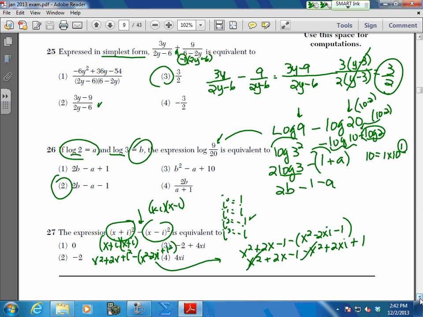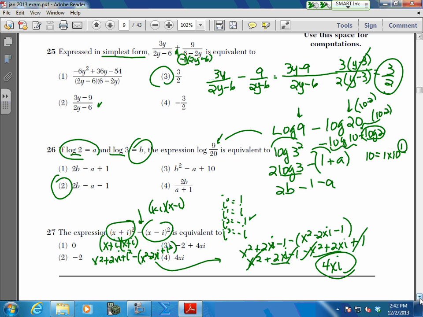Notice that your x squareds cancel out. Notice that your 1's cancel out. And you've got a 2xi, oh, 2xi, sorry about that. I forgot the I. Your 2xi's are not going to cancel out. They're going to add up to 4xi.